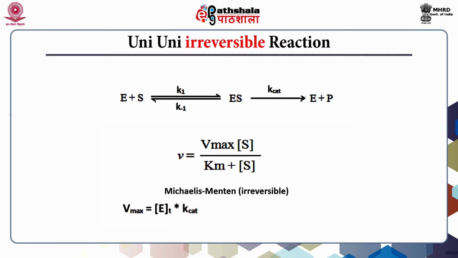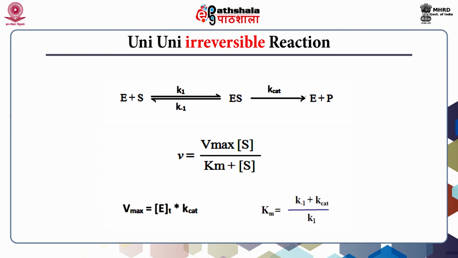Vmax for the overall reaction is given by product of total molar concentration of the enzyme ET and the rate constant for the irreversible reaction for the formation of the product, that is Kcat. We will use this model to simulate time course of uni-uni irreversible reaction. Km is the Michaelis-Menten constant for the overall reaction and is given by the sum of K minus 1 and Kcat divided by K1, where K minus 1 and Kcat are the rate constants for the degradation of the ES complex, and K1 is the rate constant for the formation of the ES complex.